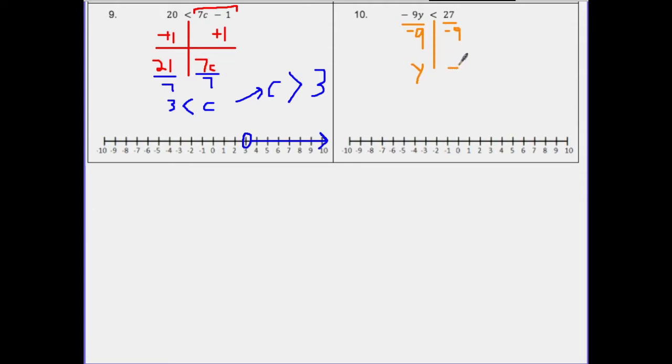We divided by a negative, so that means we're going to flip that inequality sign. So y is greater than -3. So open circle there, and greater than is going to be to the right. Draw our arrow nicely so we can see it.